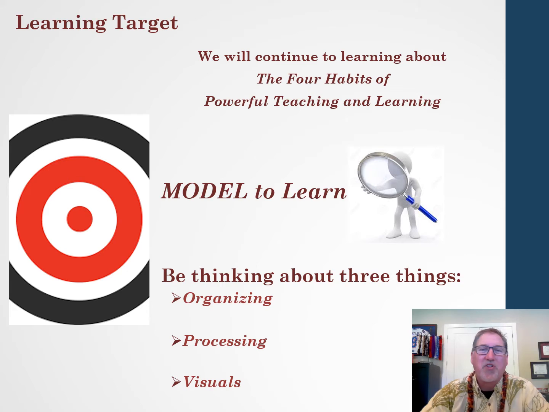All right, so our learning target for this module: we're continuing to learn about the 4 habits of powerful teaching and learning related to Model to Learn. There are 3 bullets, and these 3 words have something to do with the 3 bullets in that third column on the rubric. I hope you've read through the rubric a little bit and you're getting to know it. The first one has to do with organizing information in some way. So I want you to be thinking about how you have your students organize information. Second, how do you have them process their information? And third, what role do visuals play for you in your learning?